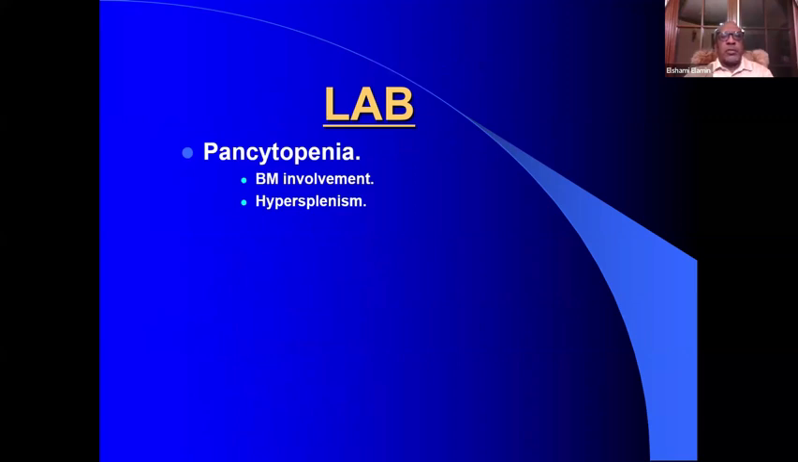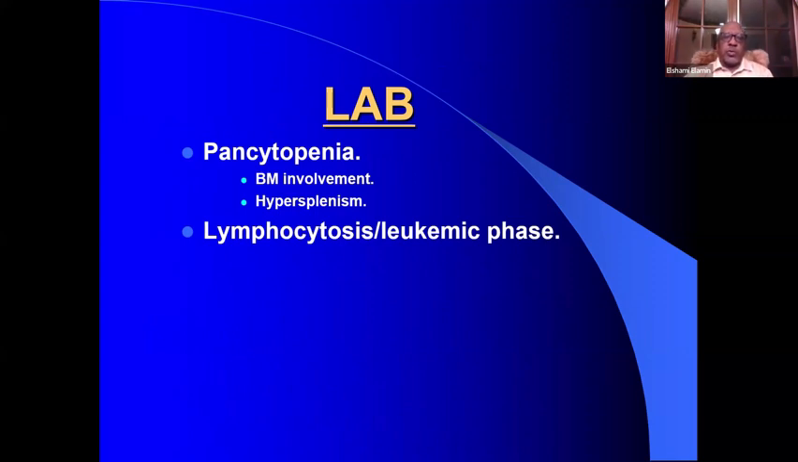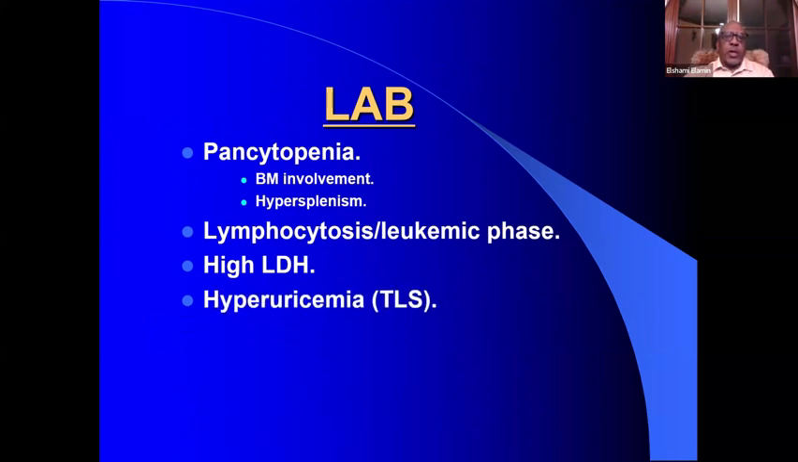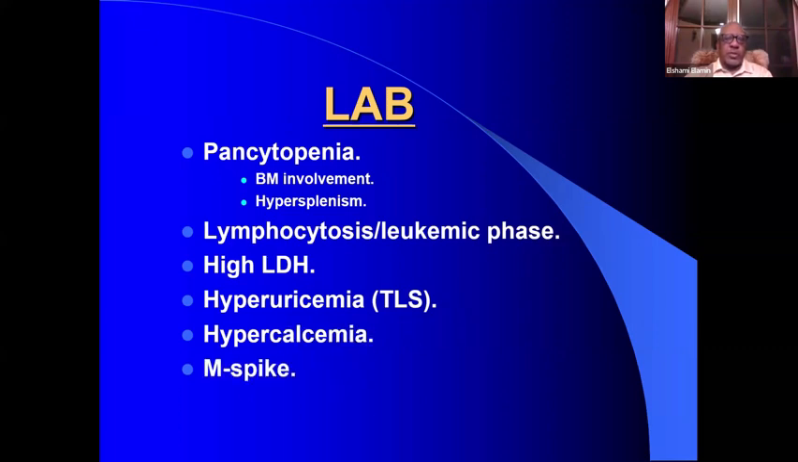Lab CBC may show pancytopenia in case of bone marrow involvement, hypersplenism, or autoimmune hemolytic anemia, or it could be a lymphocytosis in case of a leukemic phase of the lymphoma. In the lab, LDH is a very important test to do. It could be a high LDH. It's used for the IPI, the International Prognostic Index. Hyperuricemia in case of TLS, tumor lysis syndrome, hypercalcemia, M spike, monoclonal spikes.